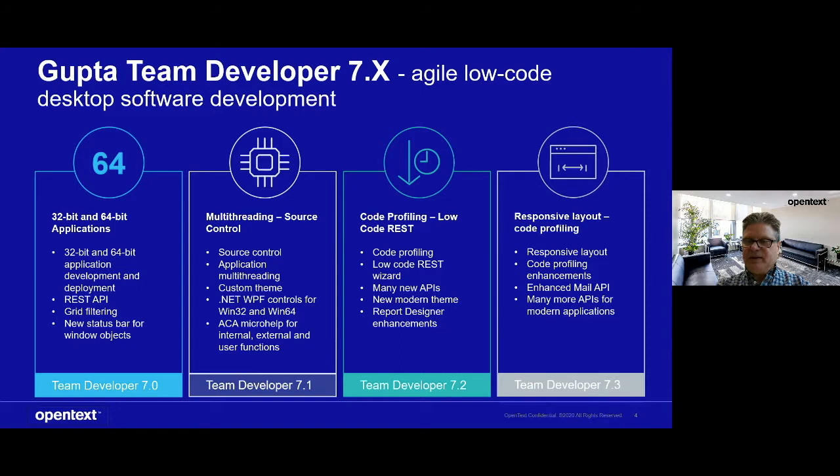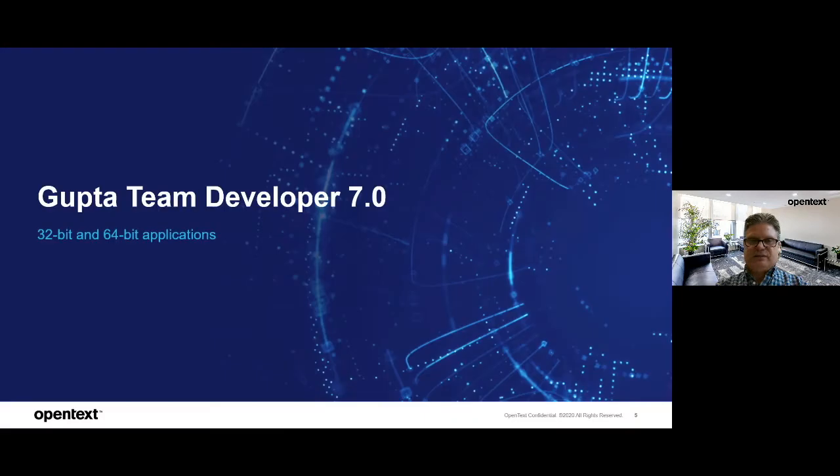In 7.3, we have responsive layout, which was very well received again. So you could increase the amount of information that goes onto one window. Very important with high definition or ultra high definition displays that are becoming more and more common in the marketplace. You got an enhanced mail API and many more APIs for modern transactions.